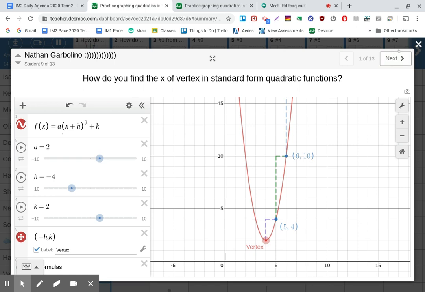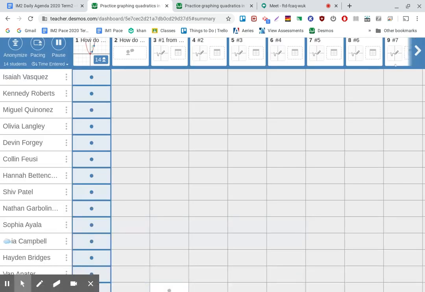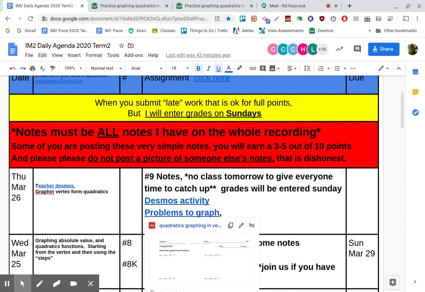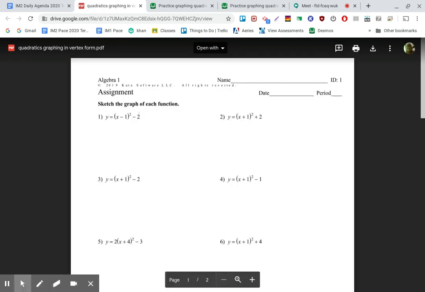Okay. All right. So let's get to the assignment. In the assignment, can you guys look at my screen real quick? Right here, there's problems that you're going to be graphing. And so you're going to graph these inside of the Desmos. And I'm only going to ask you to graph 5. Okay.